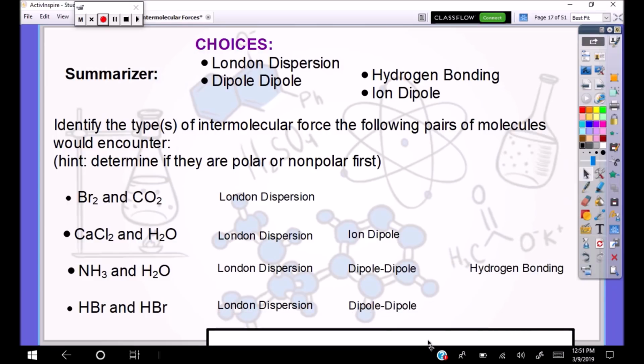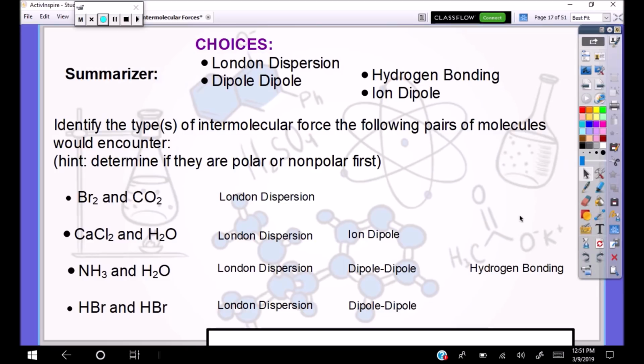All right, so the first two are nonpolar substances. Even though CO2 has dipoles, those dipoles do cancel each other out, so we're really only experiencing dispersion forces here. Calcium chloride's ionic, and water, oh, I'm sorry, I missed one here. Oh no, I didn't. Water has hydrogen bonding and dipole-dipole forces, but we're specifically looking at the ion-dipole force occurring between water and calcium chloride, but there is still some dispersion here.